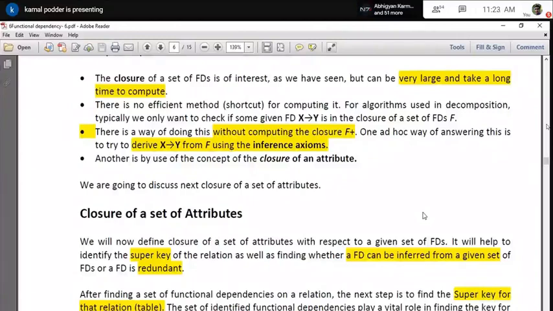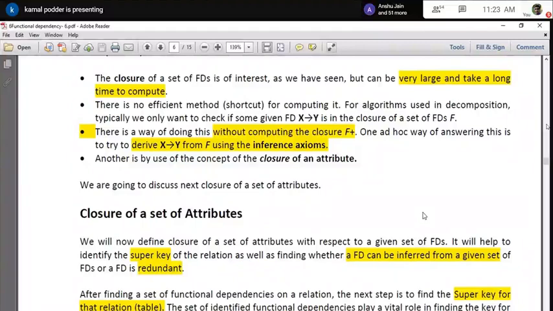That is the reason we are not very interested in finding the closure of FDs. We try to find out whether there is any other technique or not. Our objective is first to identify a set of FDs and then find out whether it is complete or not, or whether after identifying the FDs, some other FD can be derived or inferred from it, or whether there is a redundant FD in the set. That is the main objective.